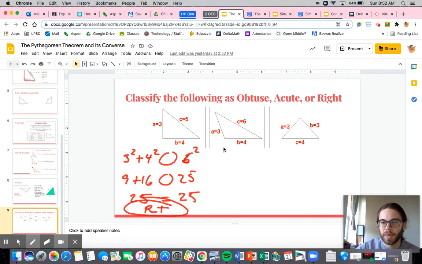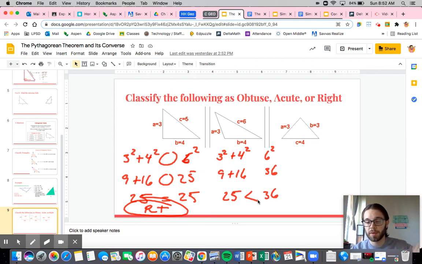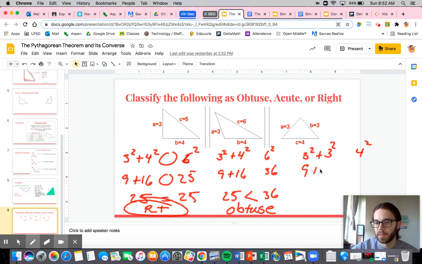All right, this one over here. We end up with 3 squared plus 4 squared, and then we have 6 squared. I'm going to leave this part blank. So 9 plus 16 is 25, and 36. So this part is bigger over here. That makes c squared larger than both of my other ones, so therefore this is obtuse. All right, and then the last one over here. I have 3 squared plus 3 squared, and then I have 4 squared. So I have 9 plus 9, which is 18, and 16. 18 is bigger than 16. That means a squared plus b squared is bigger than c squared, which makes this acute.